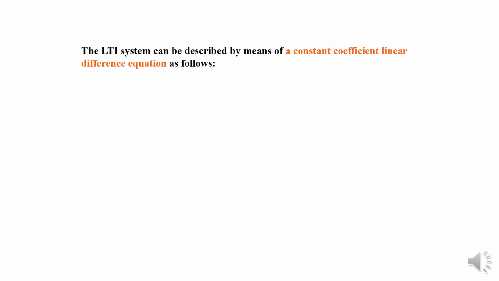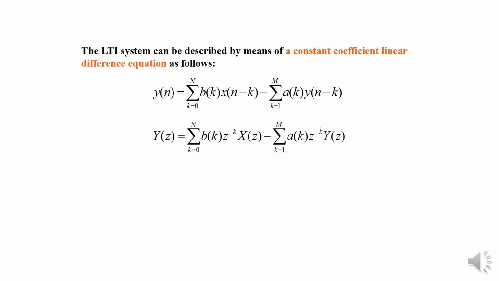Here, the LTI system can be described by means of a constant coefficient linear difference equation as follows. So I have shown y[n] can be written like this, right? x[n-k] will represent the past input values, and y[n-k] will represent past output values.